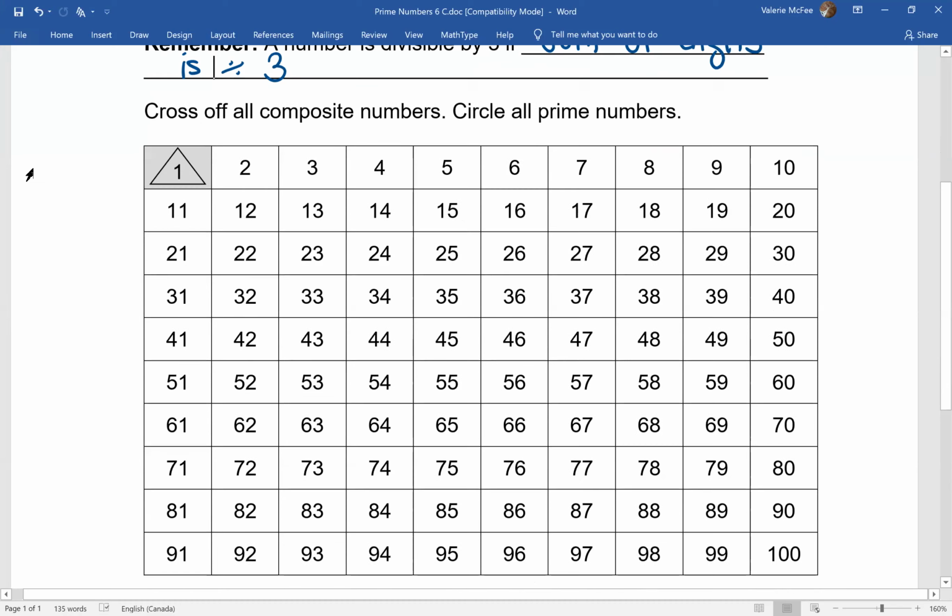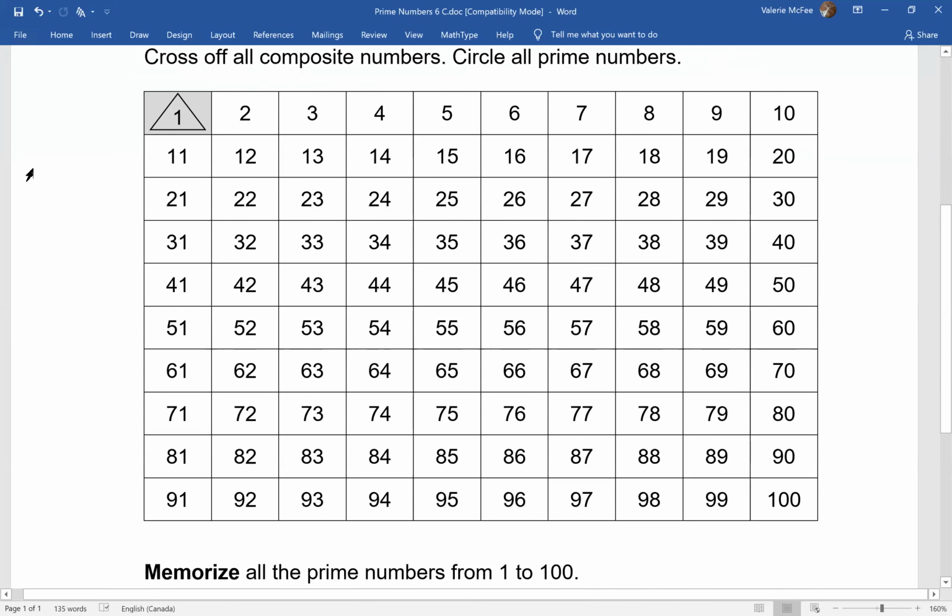I always think it's a good idea if we memorize all of the prime numbers from 1 to 100. And most of you know that 1 is not a prime number. It is also not a composite number. So I'm not going to cross it off because I've asked us to cross off composite numbers, and I'm not going to circle it because we're being asked to circle all of the prime numbers. 1 is one of those special numbers. It has exactly one factor. It is neither prime nor composite.